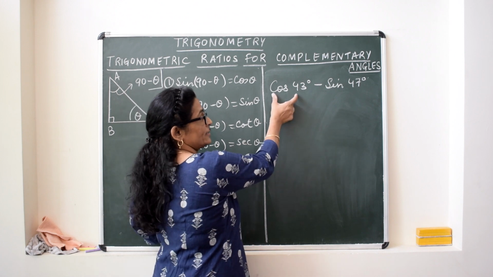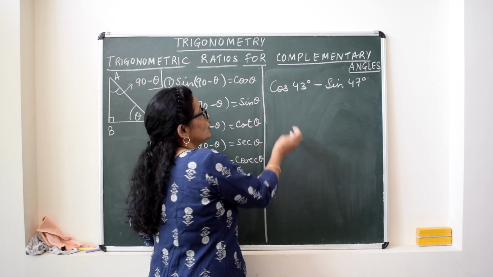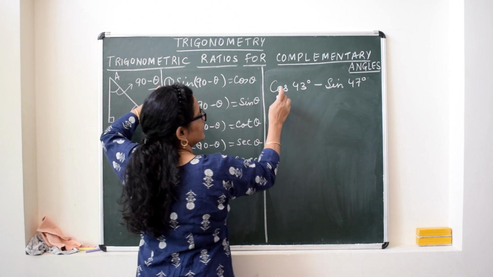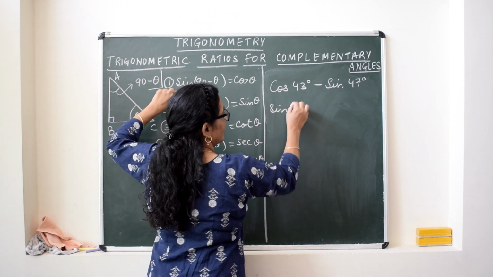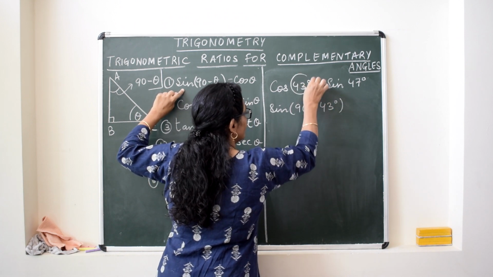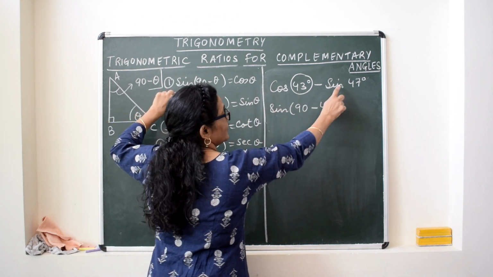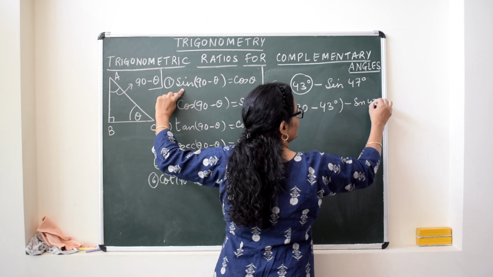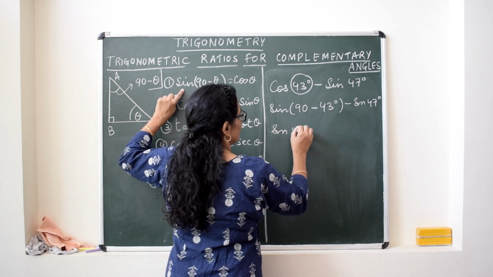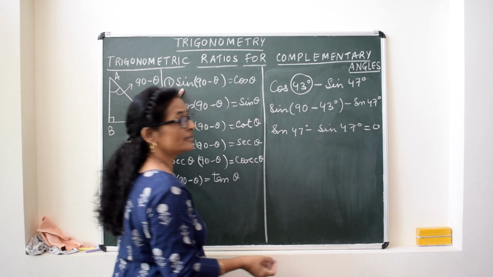Means if we are changing this, then this will be as it is. Or if you are changing this into 90 minus theta, this will be as it is. Suppose we are changing this. This is cos theta and cos theta is equal to sin 90 minus theta. So in place of this, we can write it as sin 90 minus theta. Here, this we are taking as theta. So cos theta is sin 90 minus theta and the rest will be as it is. So this 90 minus 43 is 47. So sin 47 degrees minus sin 47 degrees is 0.